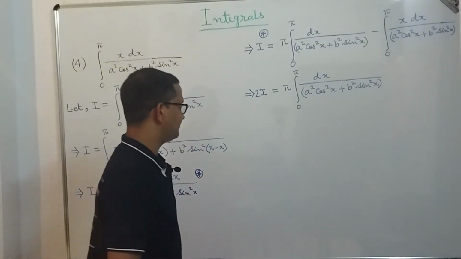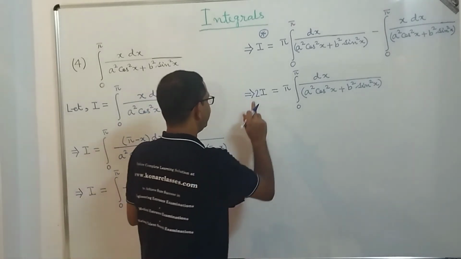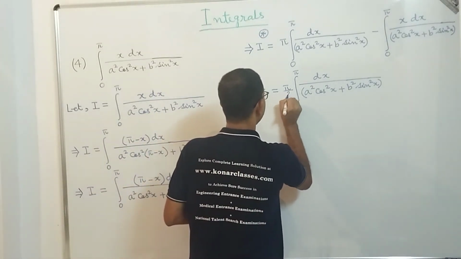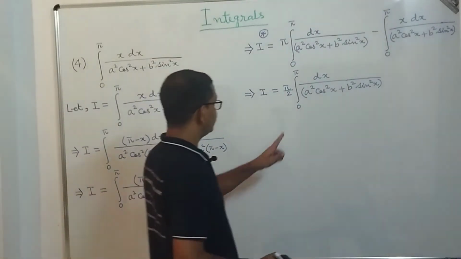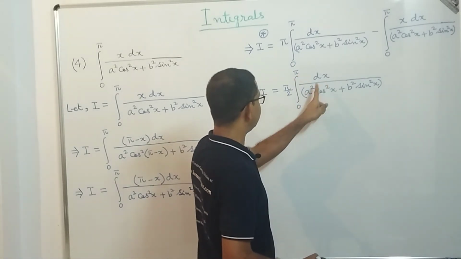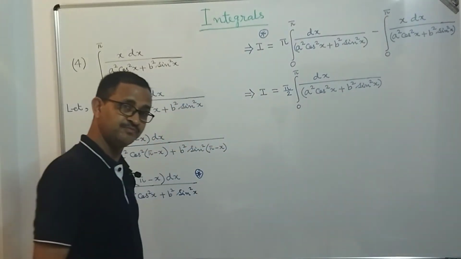In the next step we can divide by 2. So what we can get? Instead of writing 2I, we can write this is equal to pi by 2. So all we need to do, dear students, is to find the value of this integration 0 to pi dx by a square cos square x plus b square sin square x.